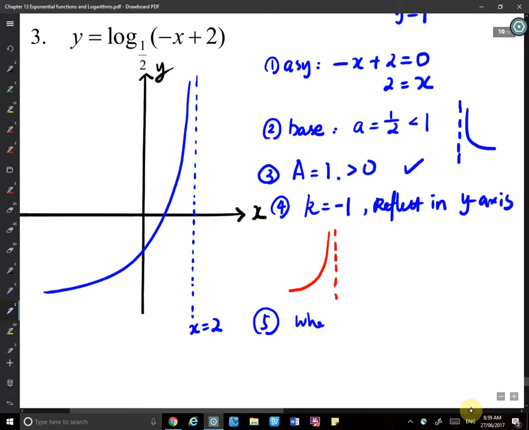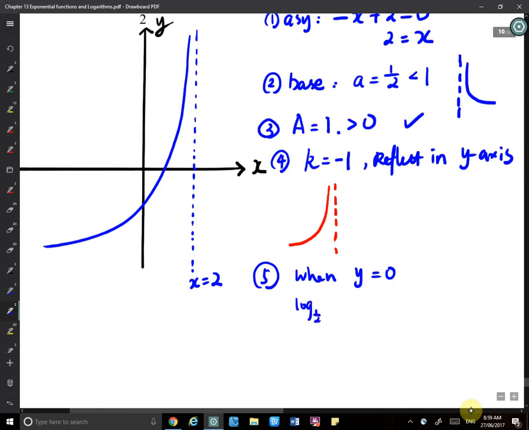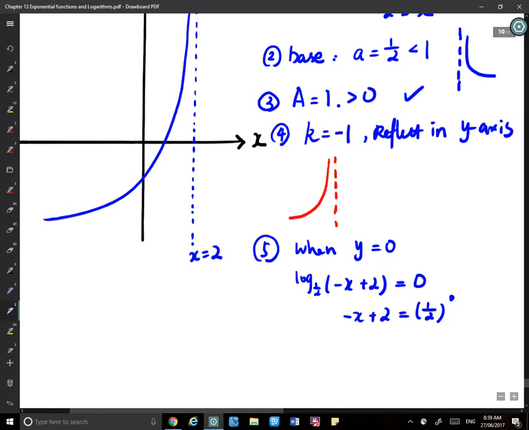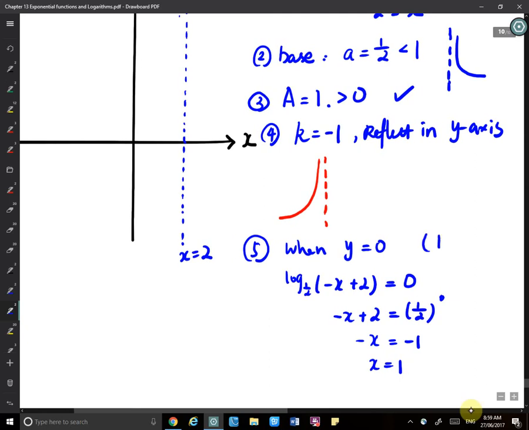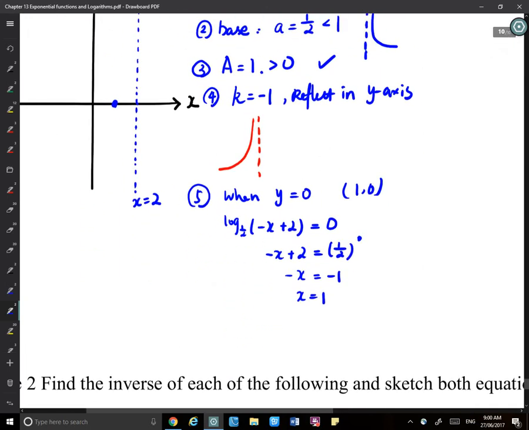Okay, when y equals 0, log base a half of minus x plus 2 equals 0. Minus x plus 2 equals a half to the power of 0, which is 1. Minus x equals minus 1, since 1 minus 2 is minus 1. x equals 1. So the point is (1, 0). Okay, we have another point.